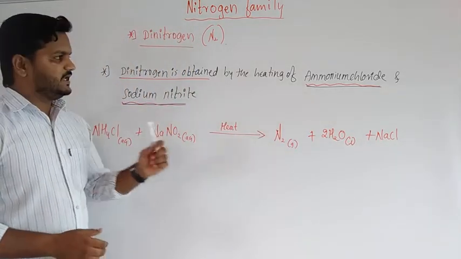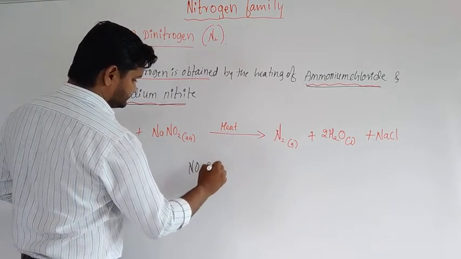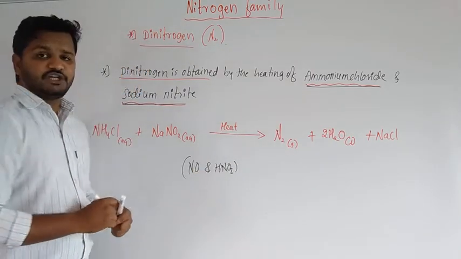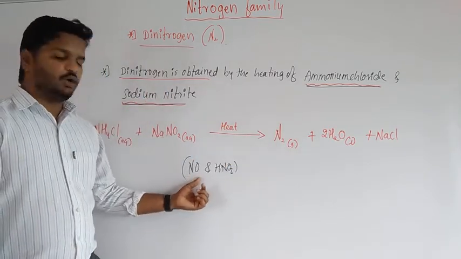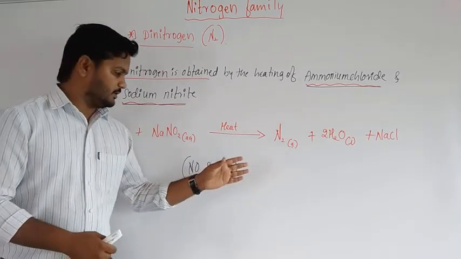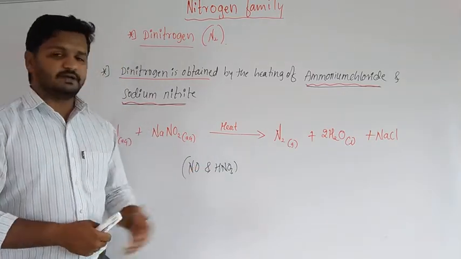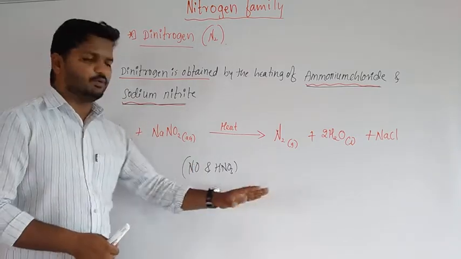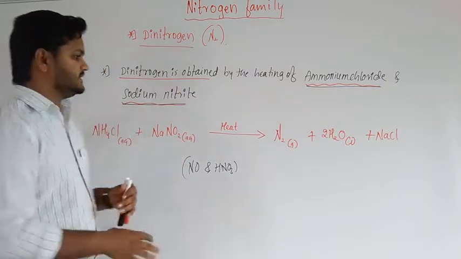In this reaction, nitric oxide and HNO3 are also formed. During this reaction, NO and HNO3 are formed, and by passing it through sulfuric acid and potassium dichromate, we can remove this NO and HNO3. Okay, this is the first preparation.